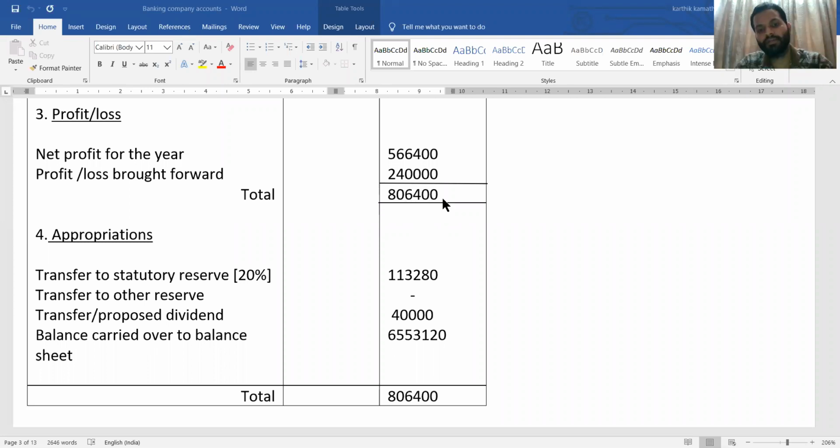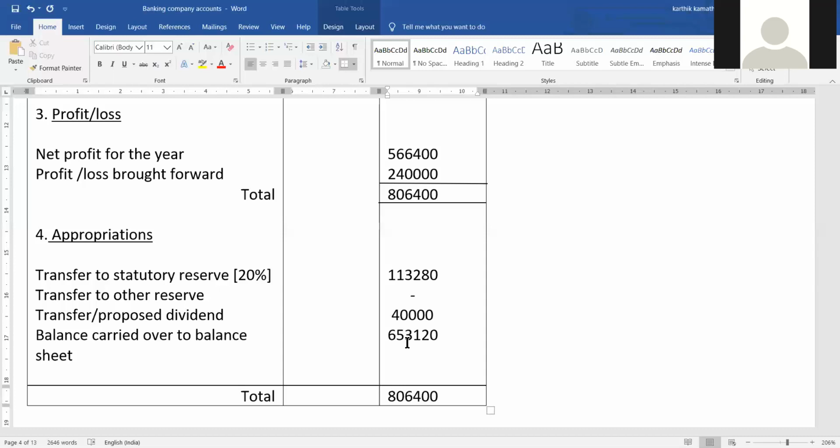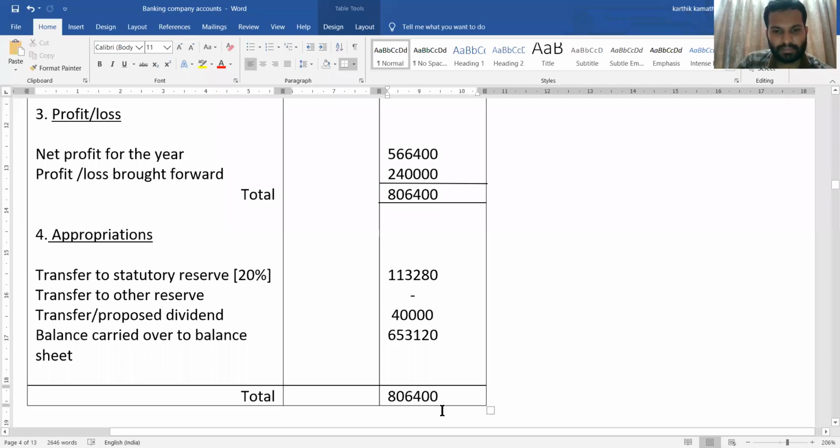From 8,06,400, deduct 1,13,280 minus 40,000. What is the amount? 6,53,120. So yes, the 1.5 is extra. So now the total is 8,06,400.